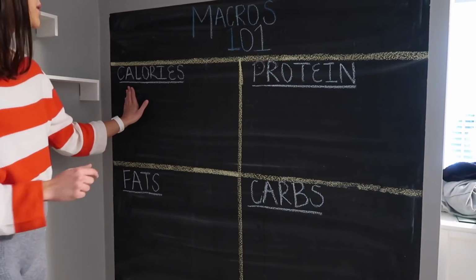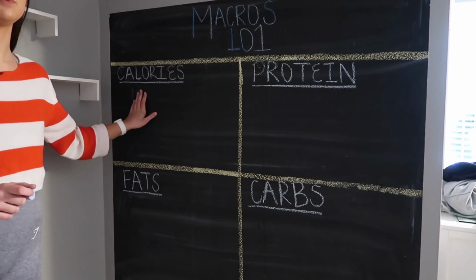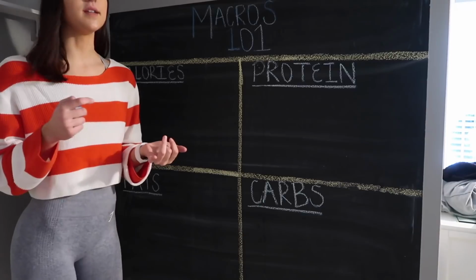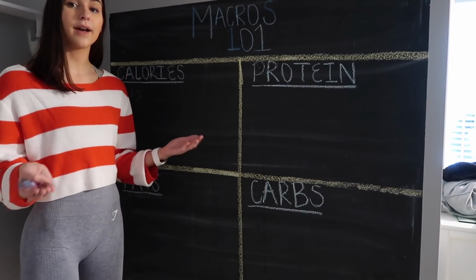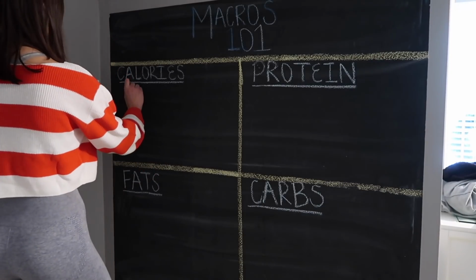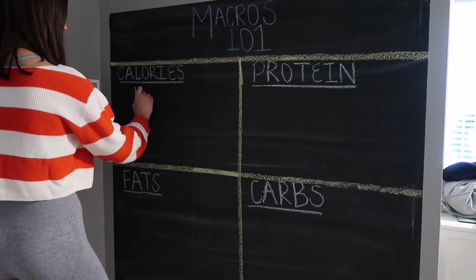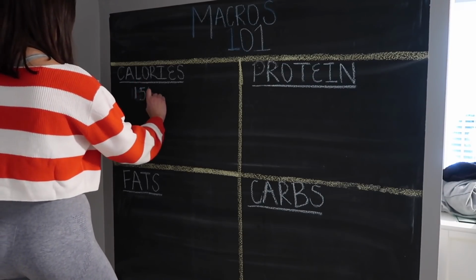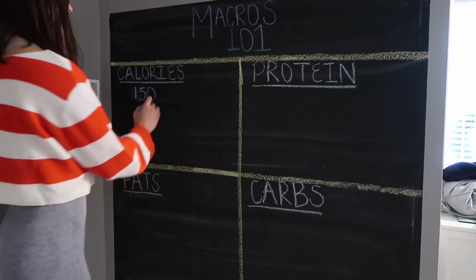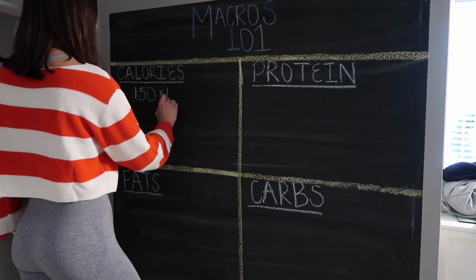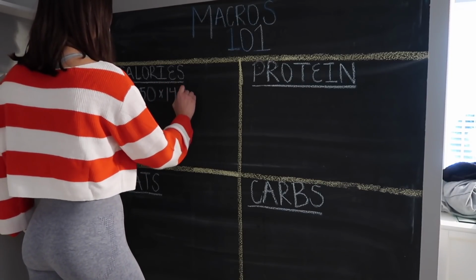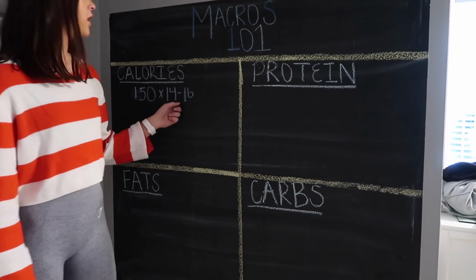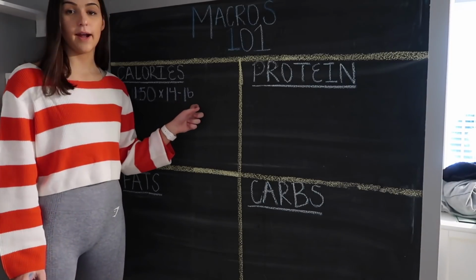So our first step is to determine how many calories we should be eating in a day. To do this, we're going to take our body weight and consider our activity levels. So I haven't weighed myself in a while, but I'm around 150 pounds. So you're going to take 150 pounds and multiply it by a range of 14 to 16. In this range, we're determining our activity level.